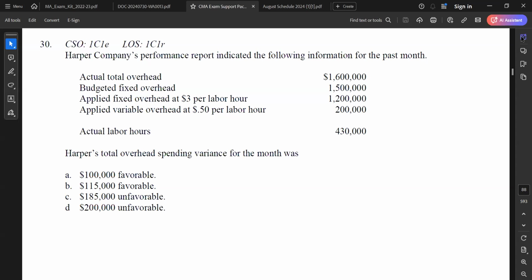Apart from that, we also have the information about the actual labor hours, which is 430,000 hours. And then Harper's total overhead spending variance for the month was. So we are asked to calculate what is total overhead spending variance. So let's solve this question.